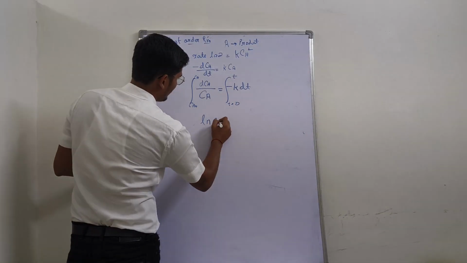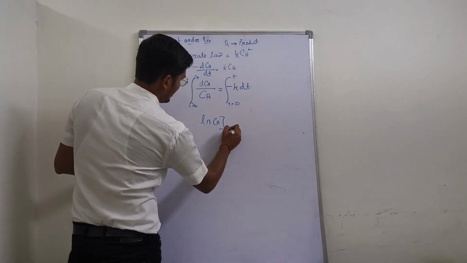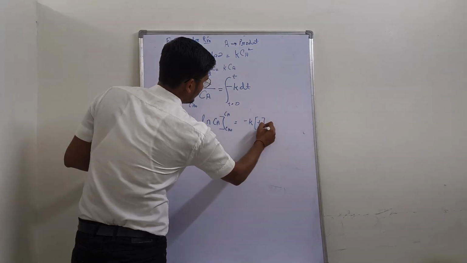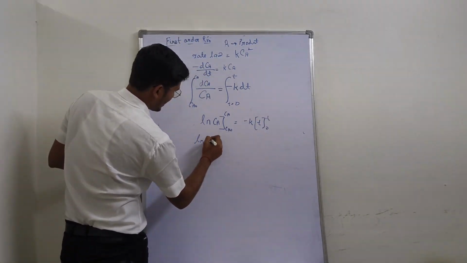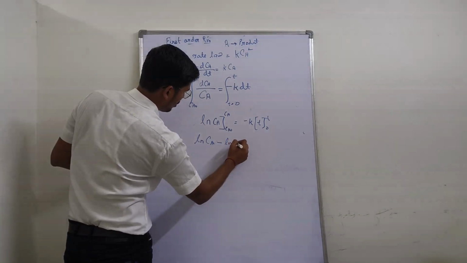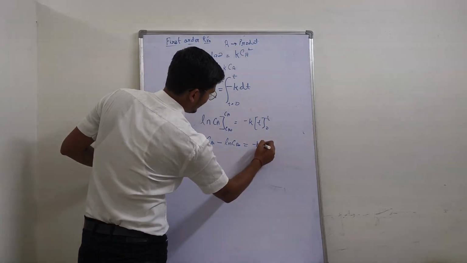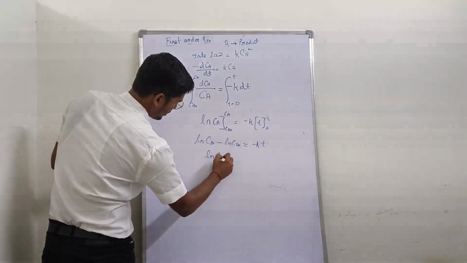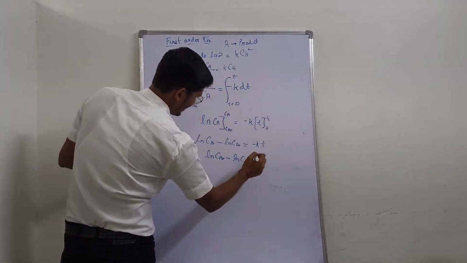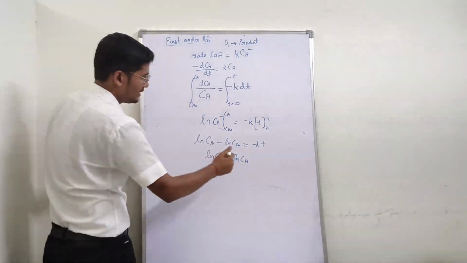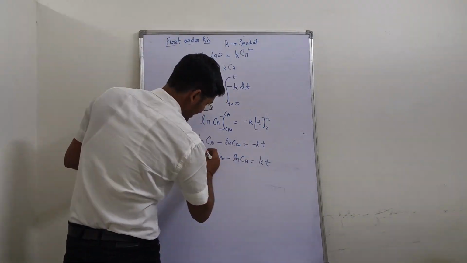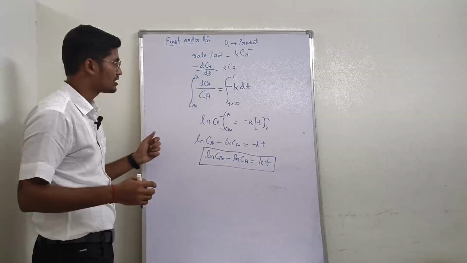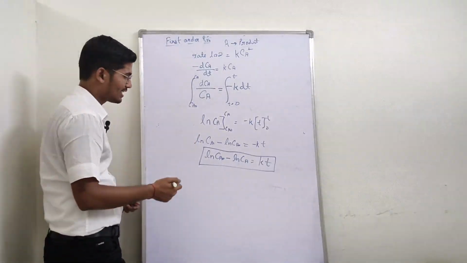So we are going to have ln Ca, with concentration from Ca naught to Ca, equals minus K times dt from 0 to t. So here we get ln Ca minus ln Ca naught equals minus Kt. 0 to t is obviously t. So here we get ln Ca naught minus ln Ca; I bring that minus sign to this side, it will be Kt. This is our one equation. I am going to show you the graph of this equation also, because the graph is the most important, mostly as in the JEE examination. In our time also this graph came.